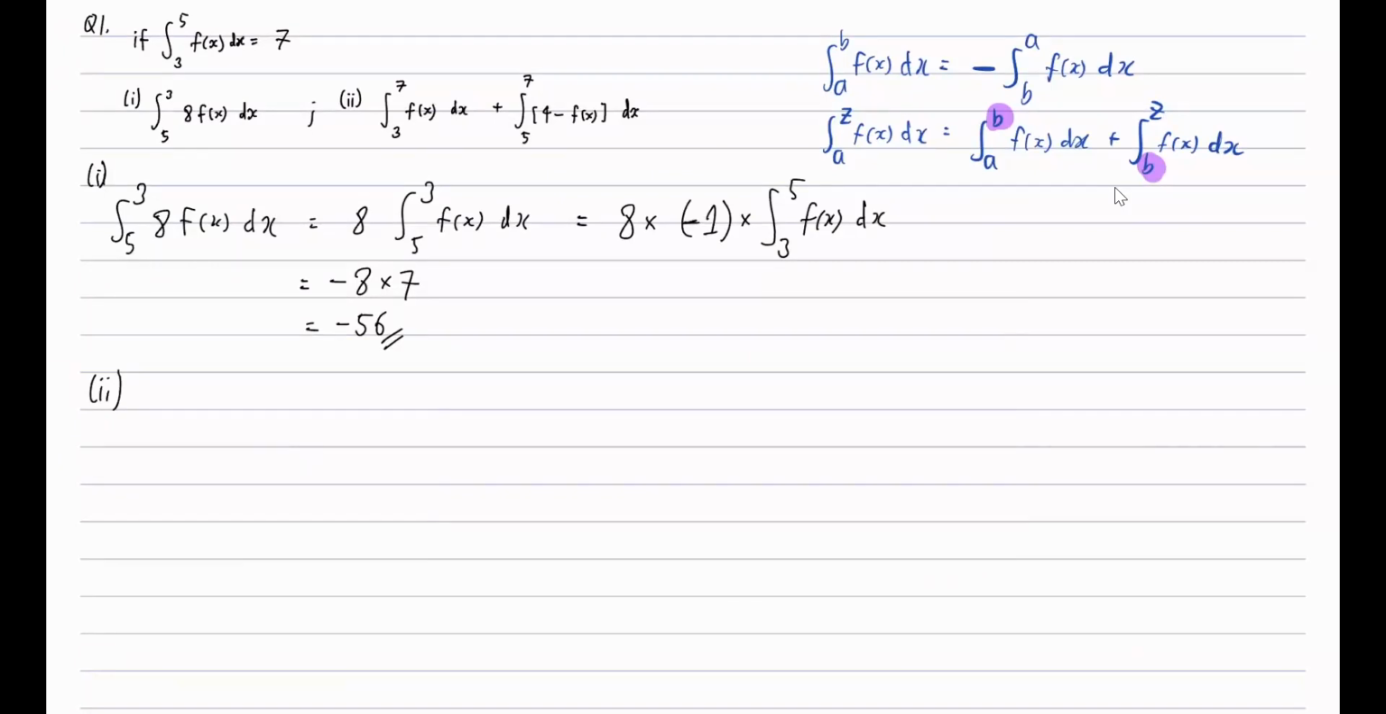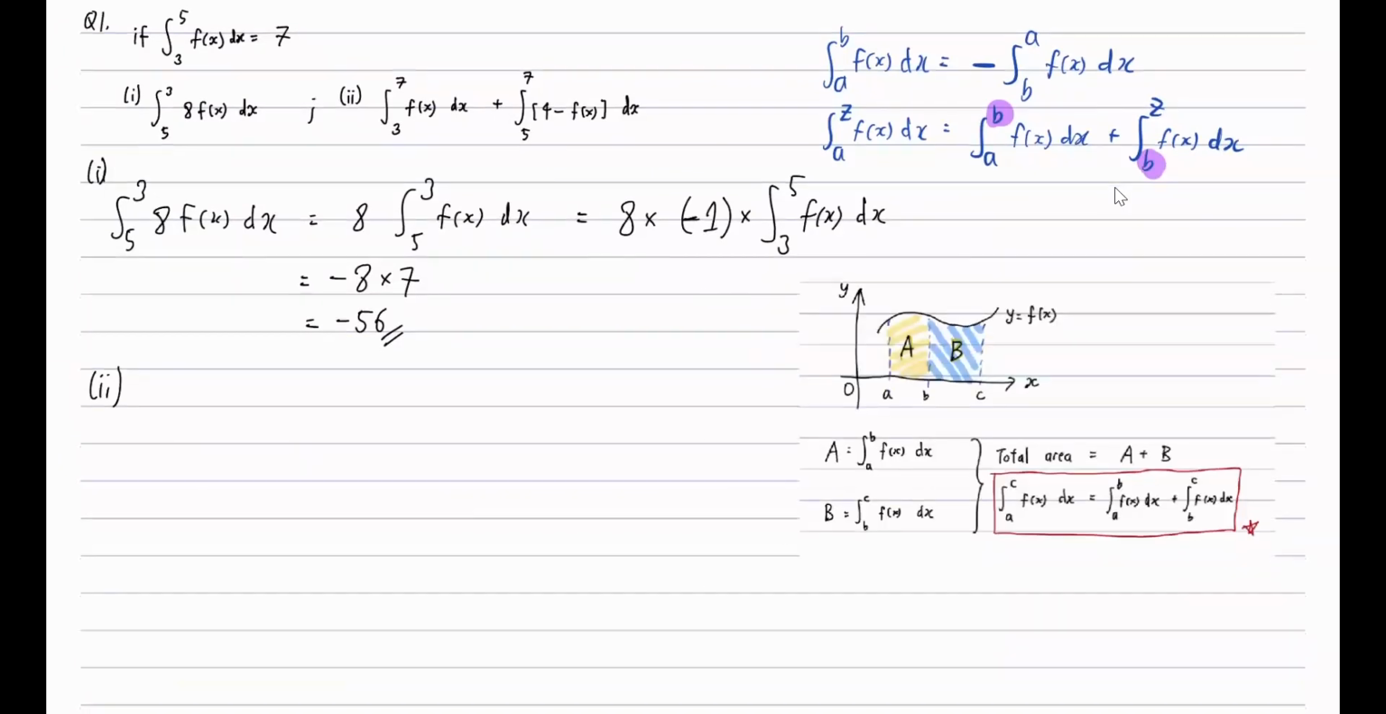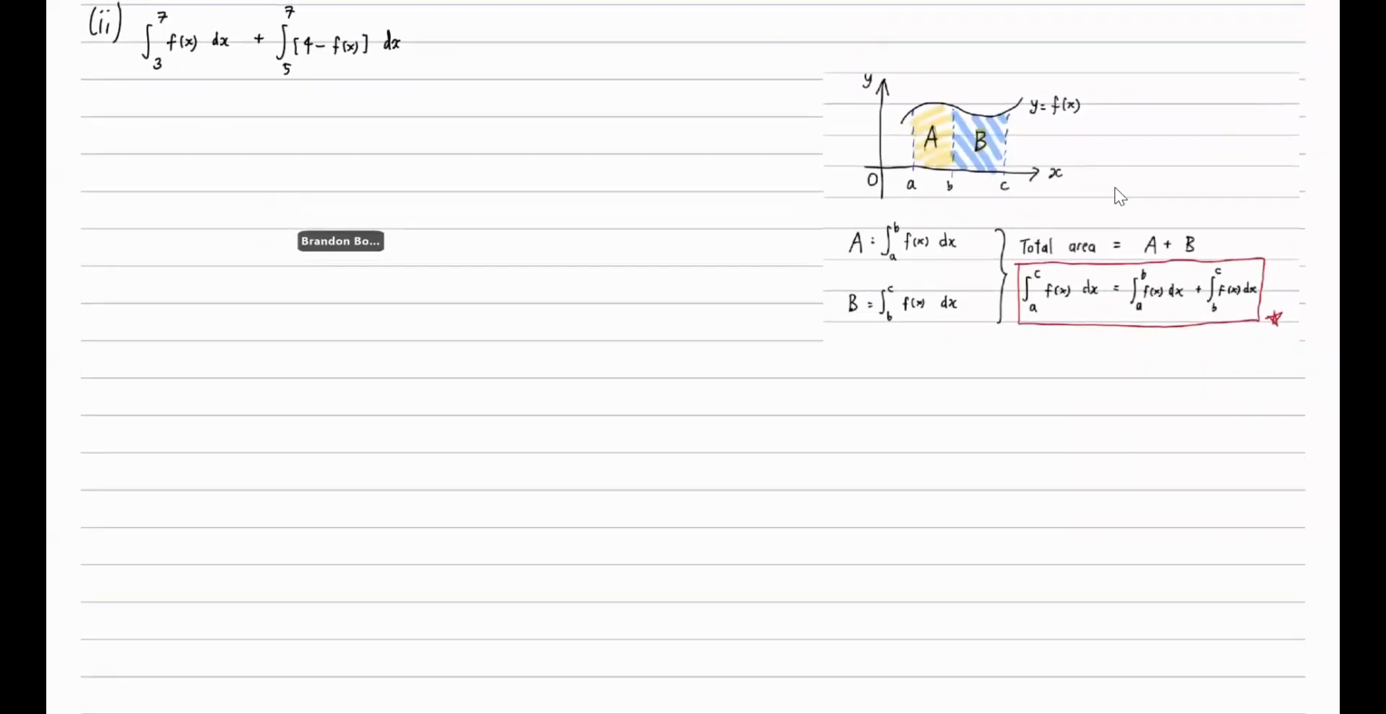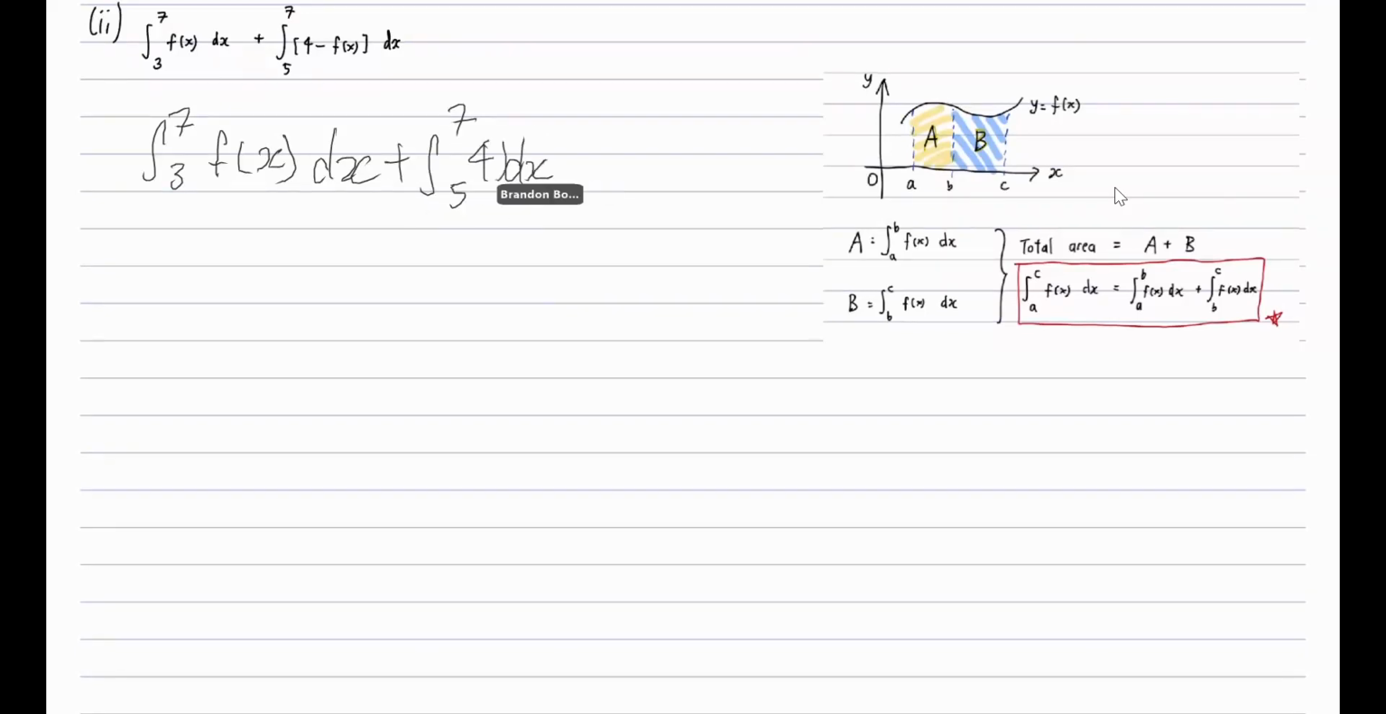There's a 7. Oh wait, there's a 7 and... Okay, wait. Let's copy down the question first. That should be our first step. Okay, so this part you want to separate the term. Yeah, you want to separate the term. So like this, then. Good. Okay, yeah.